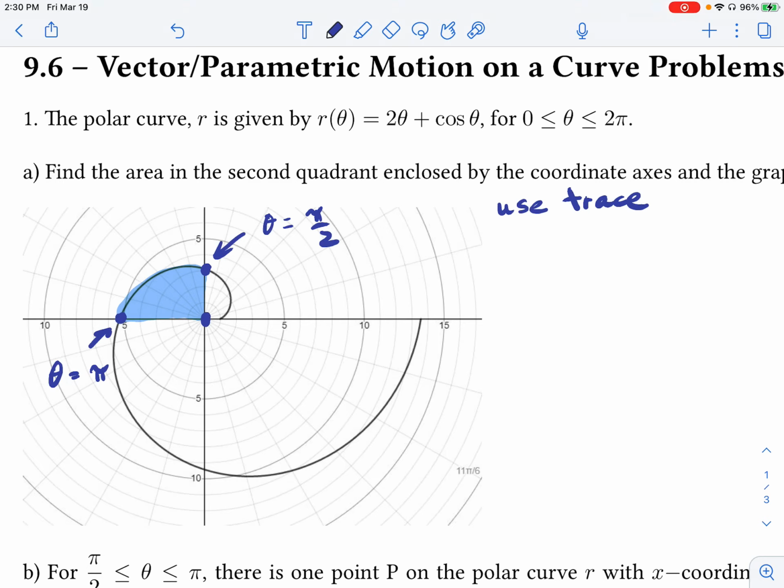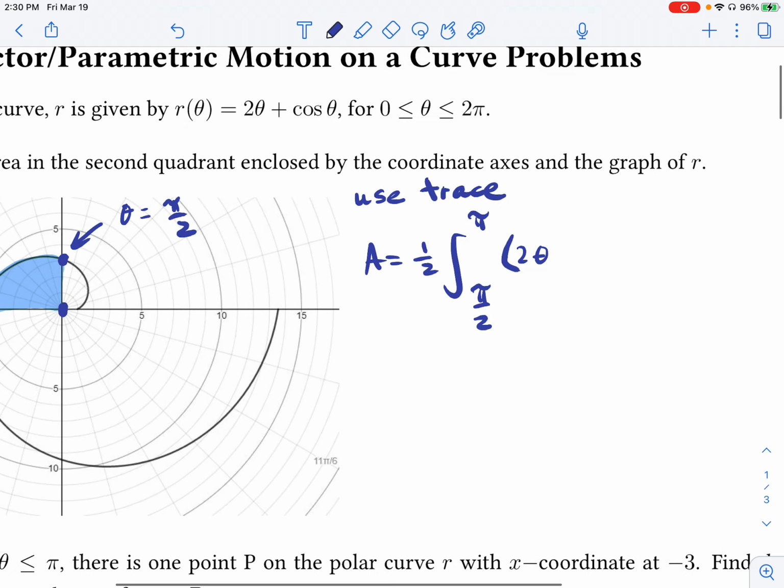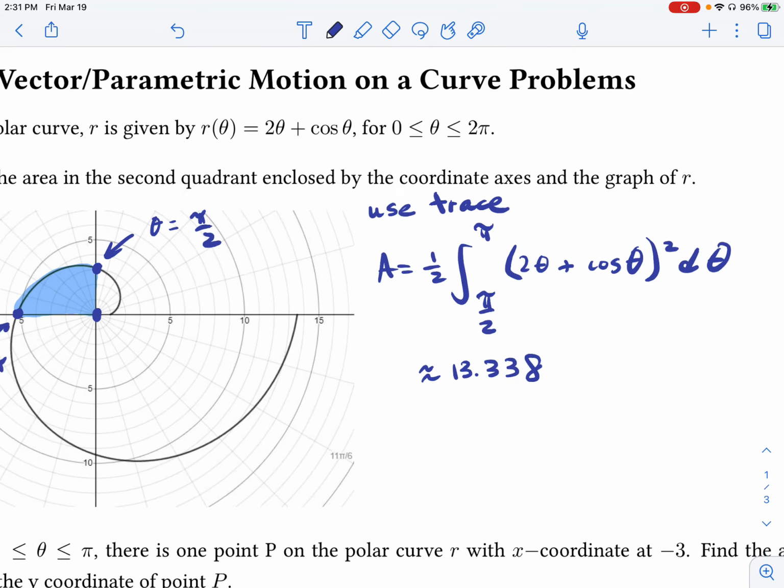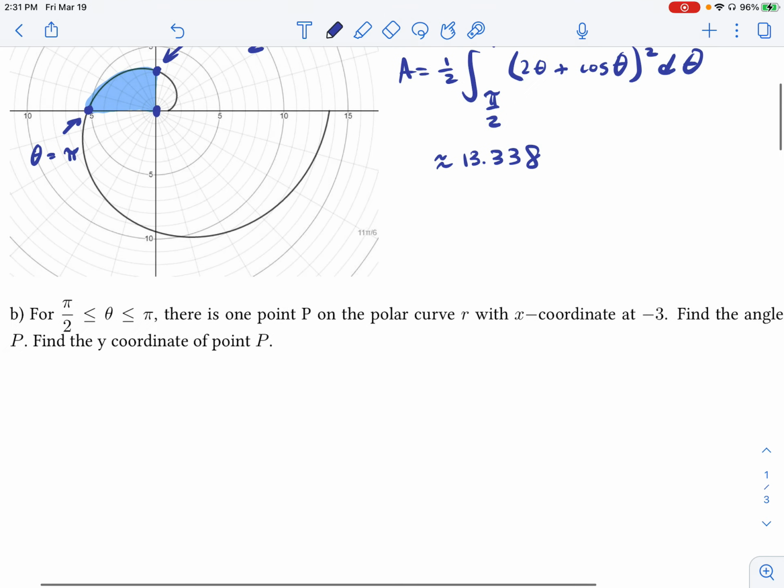Now that we know those bounds, we can find the area of this region pretty easily. The area is 1/2 the integral from pi over 2 to pi of our polar function, 2 theta plus cosine of theta, that entire function squared, d theta. I set up my area integral there, and we get approximately 13.338 as our area. Now let's move on to part B.